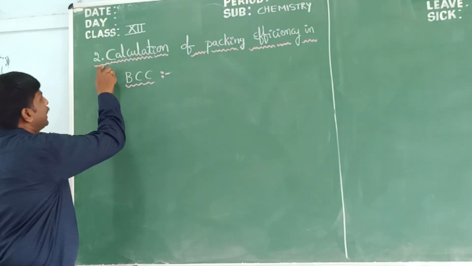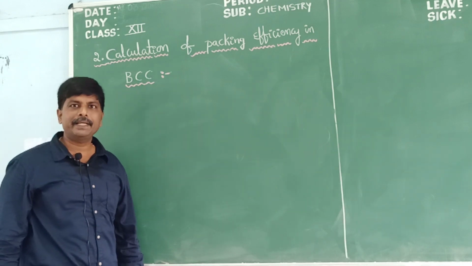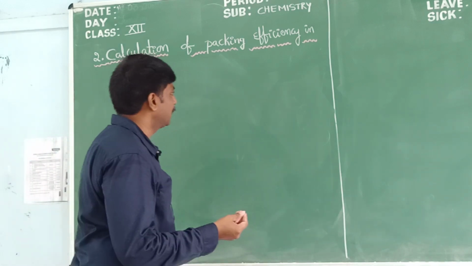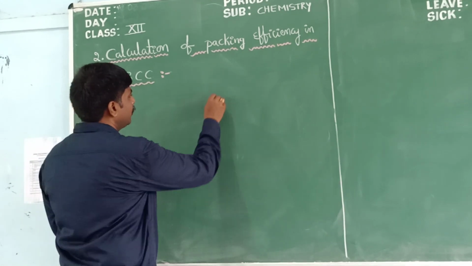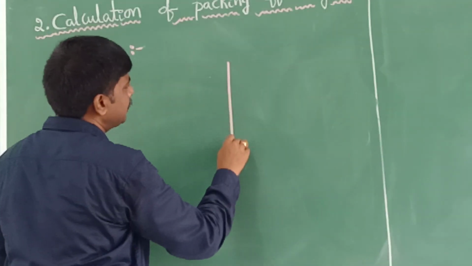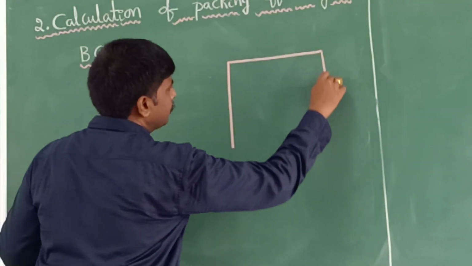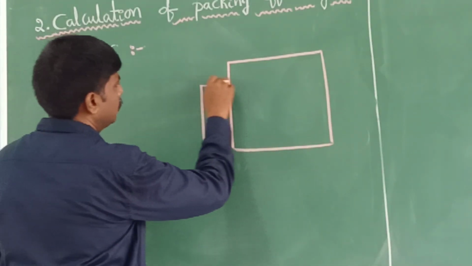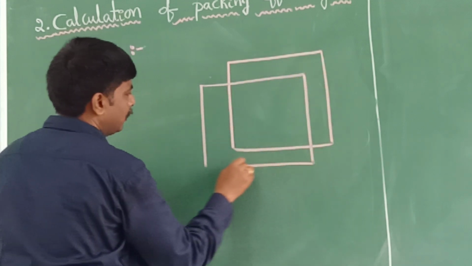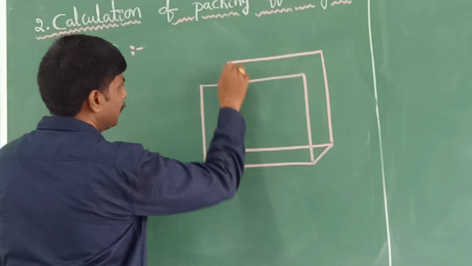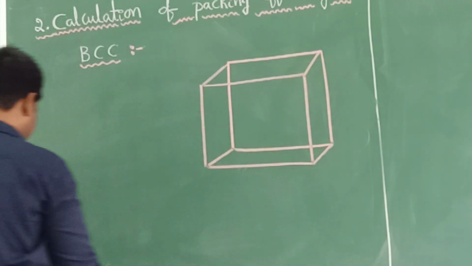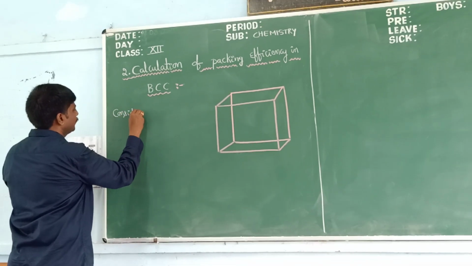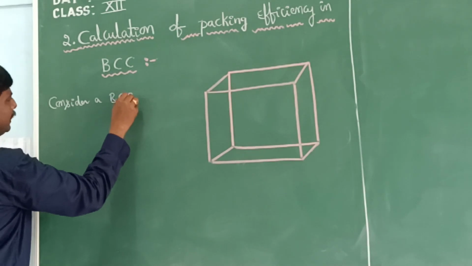Next, the second one: calculation of packing efficiency in the BCC unit cell, the body-centered cubic unit cell. Again I will draw one more cube, BCC. So you take one BCC unit cell. It is a body-centered unit cell.